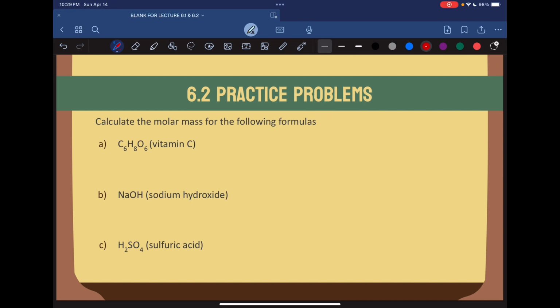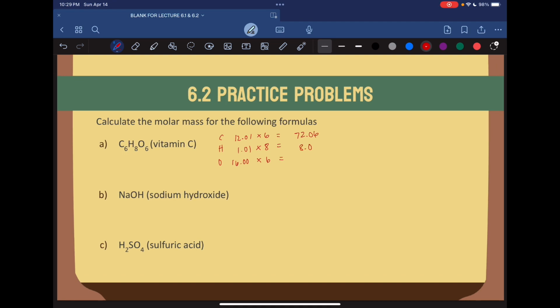So, calculating the molar mass for vitamin C, I have carbon, hydrogen, and oxygen. 12.01 times 6, 1.01 times 8, and 16.00 times 6. 12.01 times 6 is 72.06. This is going to be 8.08, and 16 times 6 is 96. I'm going to add all of these together to get the molar mass.